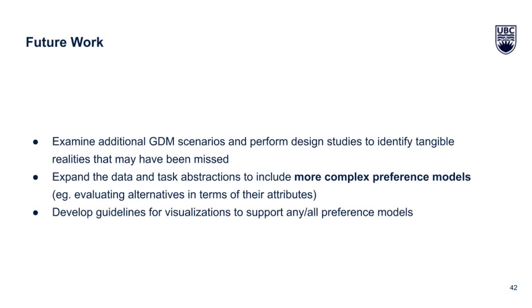Recommended areas of future work include: examine additional GDM scenarios and perform design studies to identify tangible realities that may have been missed. Expand the data and task abstractions to include more complex preference models, such as evaluating alternatives in terms of their attributes. Develop guidelines for visualizations to support any and all preference models.